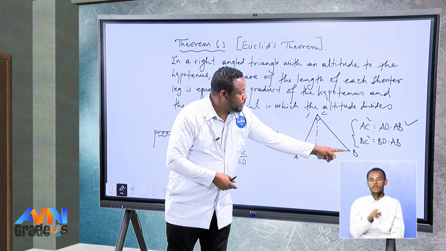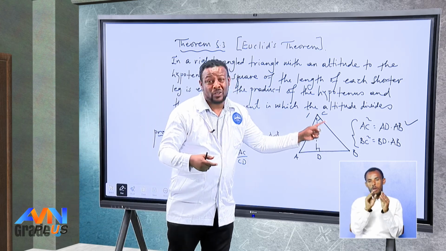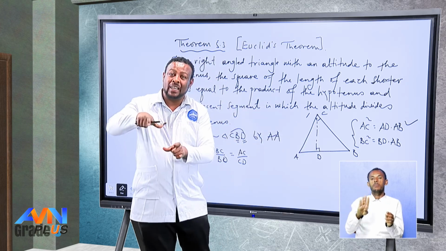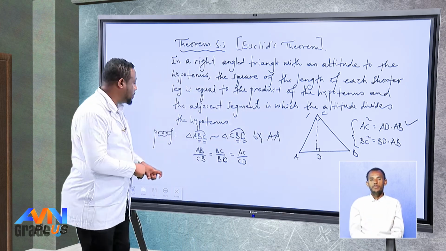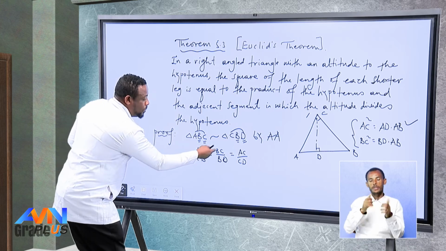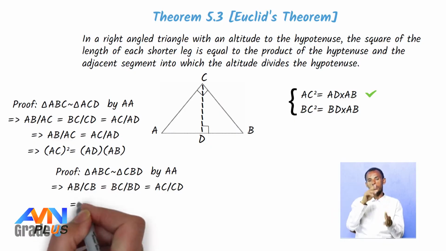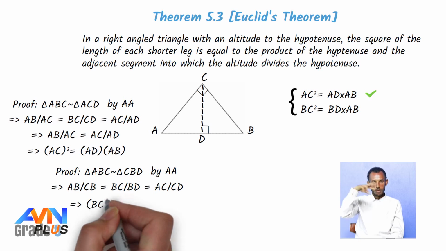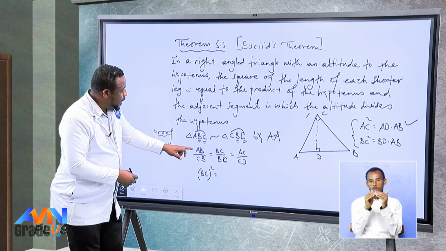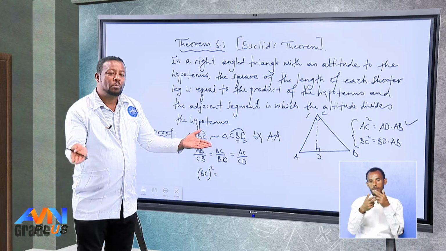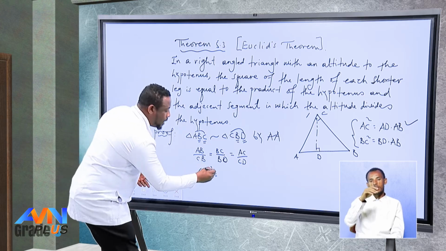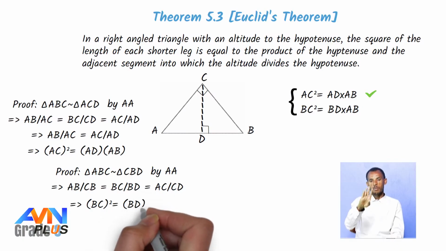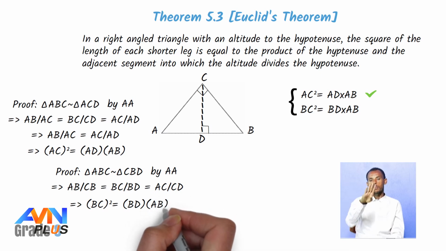They are the same. Whether you call it BC or CB, we are talking about the same segment, right? There is no problem in that case. So the product of BC and BC is BC square. This is the same as AB times BD or BD times AB, okay?